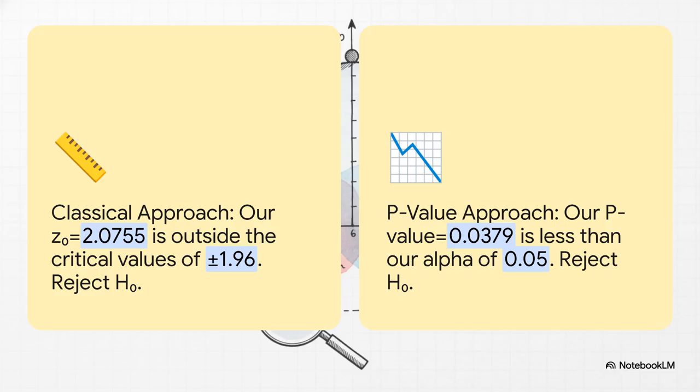The classical approach on the left sets up goalposts, or critical values. For us, those are at plus or minus 1.96. Our score of 2.0755 is outside those goalposts, so we reject the claim. Now, the p-value approach on the right asks a slightly different question. It asks, what's the probability of getting a result this extreme? Well, that probability is 0.0379, which is less than our 0.05 line in the sand. So again, we reject. See? Two different methods, one single verdict.